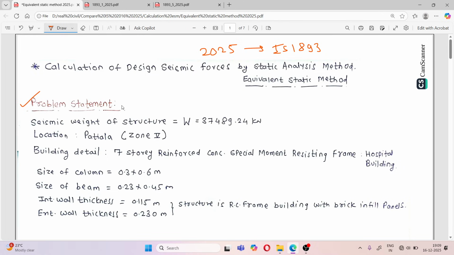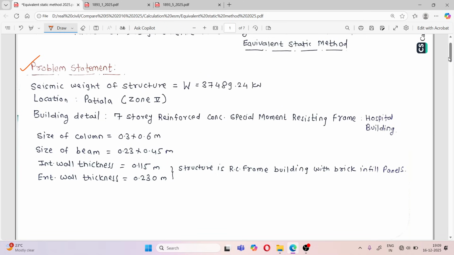So let's begin. This is the problem statement. First is the seismic weight of the structure. If you don't know how to calculate the seismic weight of the structure, you can check our video, because there is no change in the calculation of the seismic weight. So W is equal to 37,489.24 kilonewton. Location is Patiala, which is under zone 5.